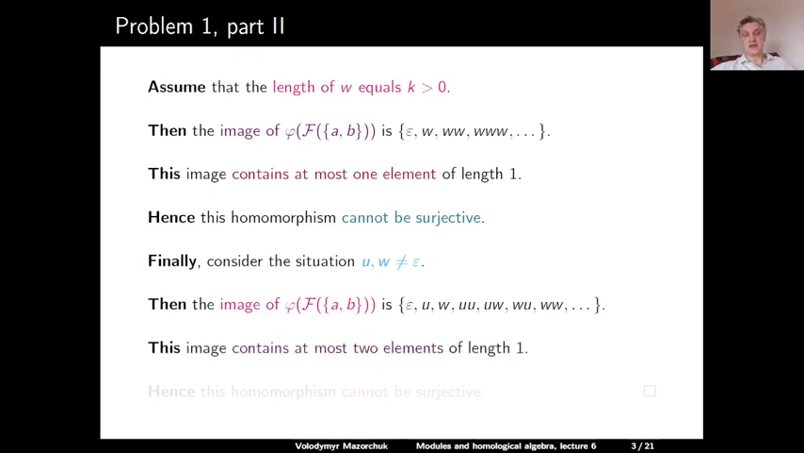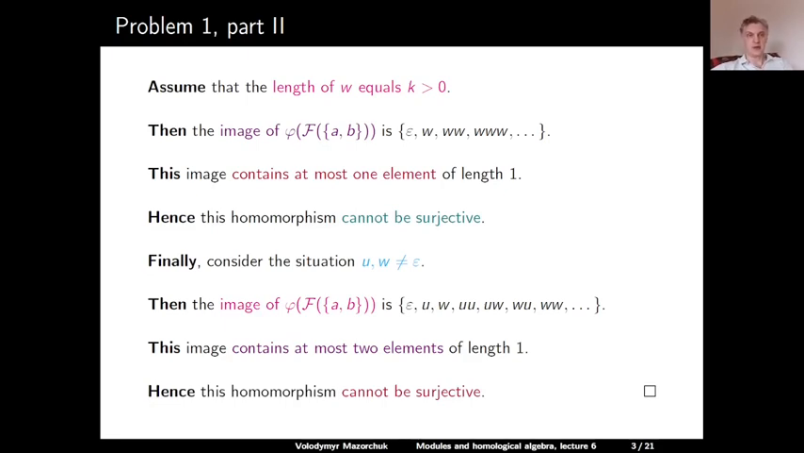And this image contains at most 2 elements of length 1, so these are U and W. They might be of length 1 or might be of greater length, but it is for sure that all other words, UU, UW, and so on, have length strictly greater than 1. And again, the free monoid on 3 letters has 3 words of length 1, and here in the image we have at most 2. Therefore, this homomorphism cannot be surjective.